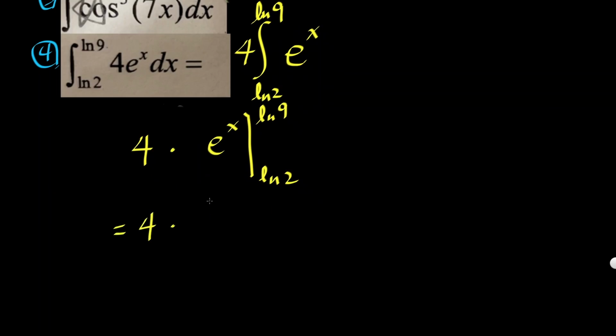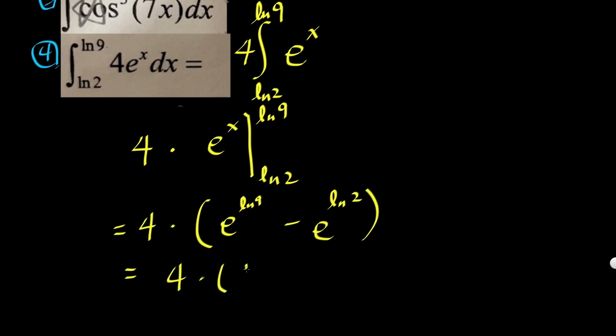It's 4 times e to the ln 9 minus e to the natural log of 2. That's just 4 times, well, this is just 9, and this is 2. So it's going to be 4 times 7, and guess what? 28. Yeah, that should be it.